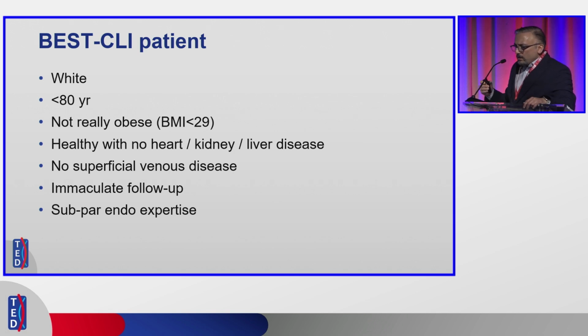Has to be, cannot be a minority race, has to be less than 80 years of age, definitely not from North Carolina, and has to be healthy with no heart, liver, kidney disease, no superficial venous disease, which we know is 5 times more common than arterial disease. So you got to have a great saphenous vein all the time. These are the patients that have to immaculately follow up with you, give you perfect data, and you have to have an operator that doesn't do many cases. So this is the best CLI patient, in my opinion.